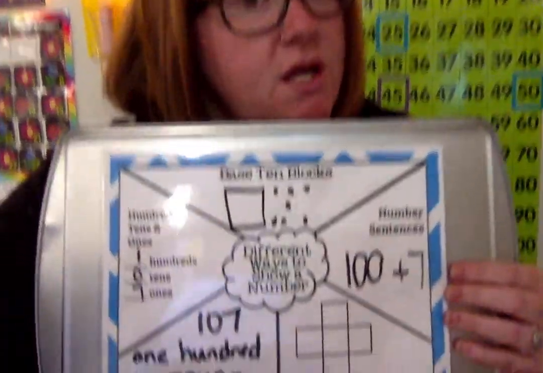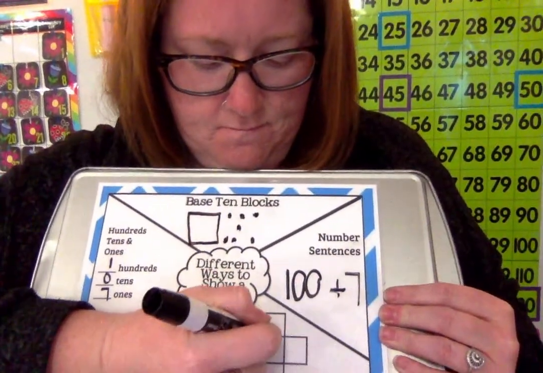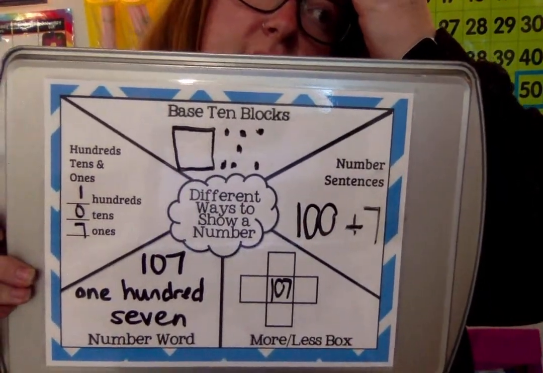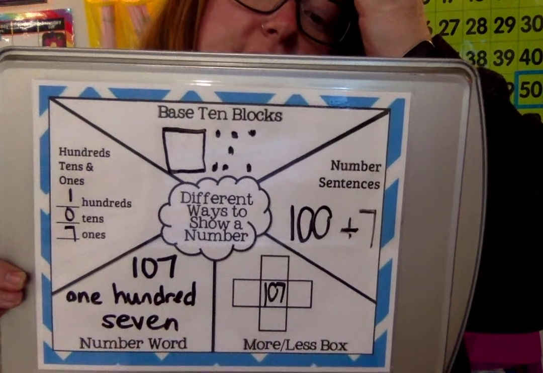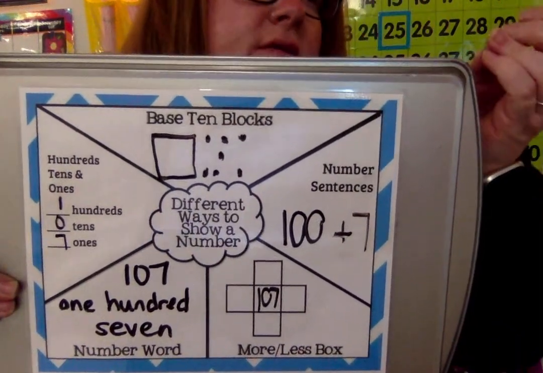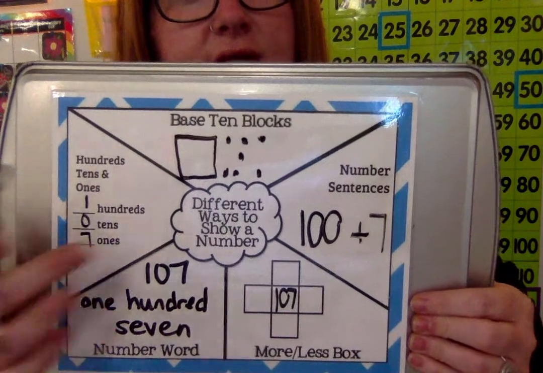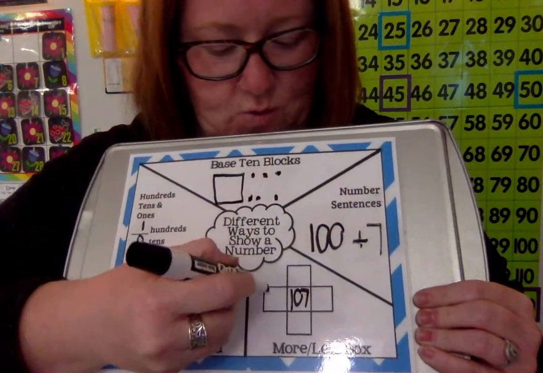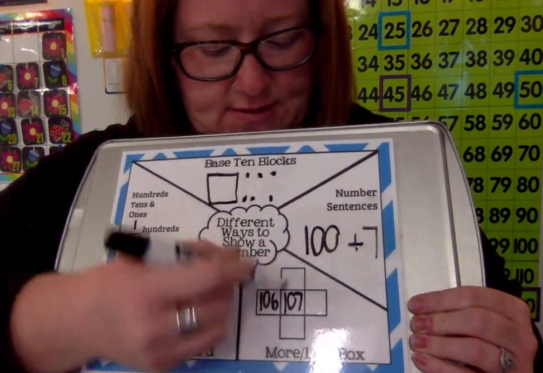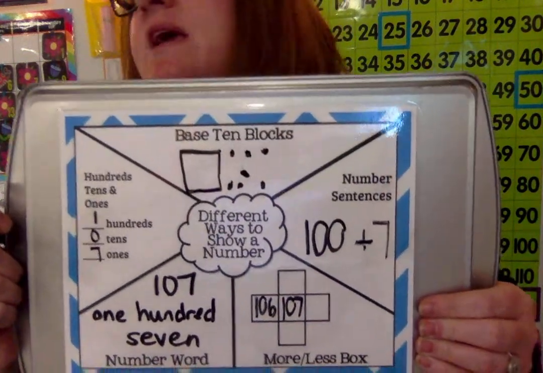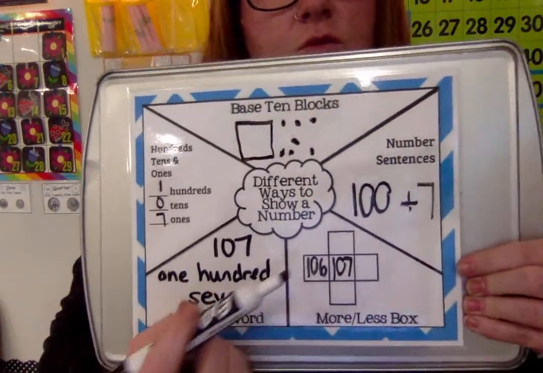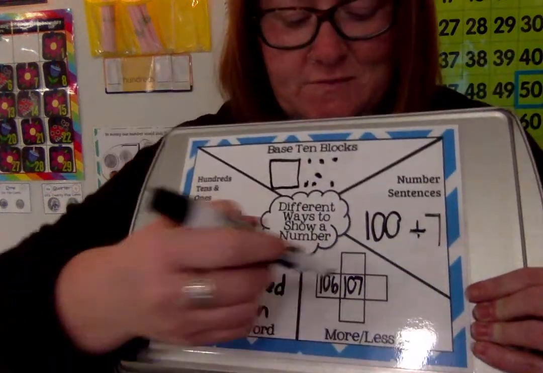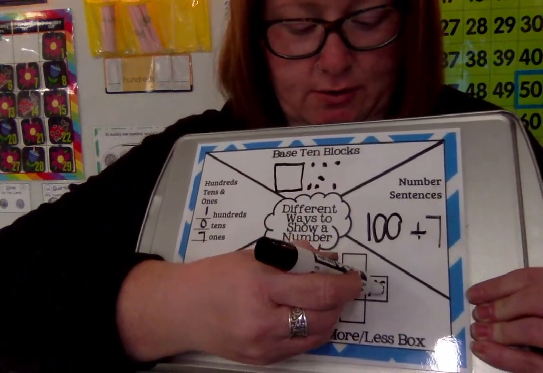Okay, our number is 107. We think about 1 less. It's the number that comes right before it. 107. 1 less would be like taking 1 away. That is 106. Okay, what would we get if we added 1 more? 106, 107. Did you say 108?